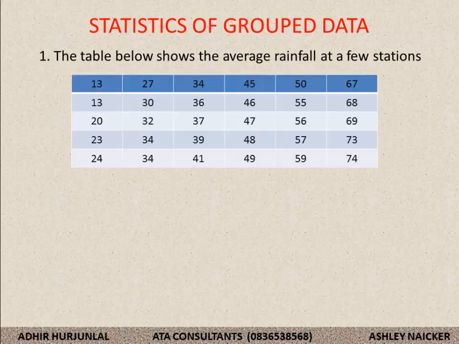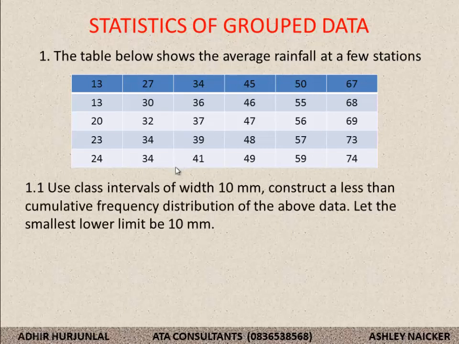The table below shows the average rainfall at a few stations. There is a table here, and the table is giving me the average rainfall, be it in millimeters, or when it comes to other questions, no matter what it may say, you will be given a table with some sort of information, and you will have to work with that information. If I go further into this question, it says, use class intervals of width 10 millimeters.